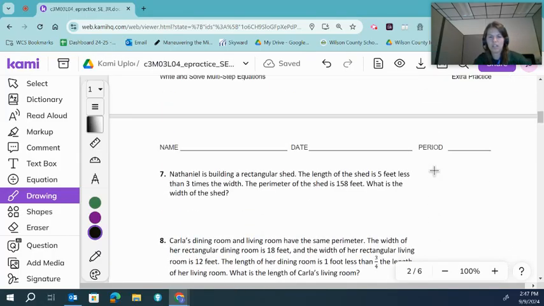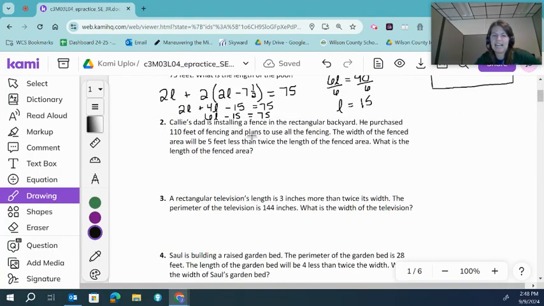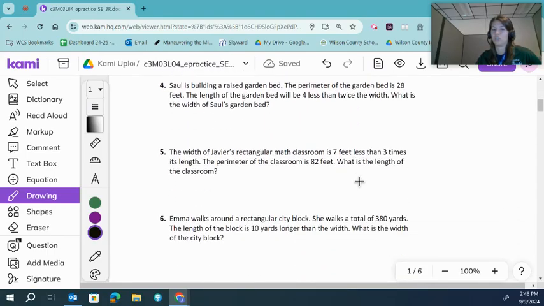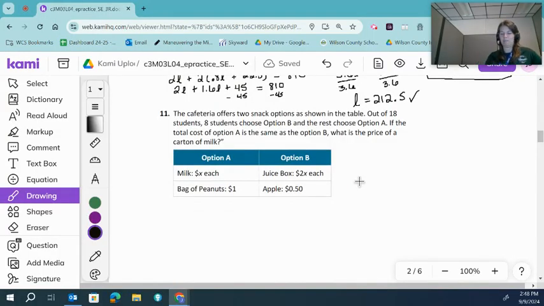Actually, real quick, I want to point out where some of these, it says Callie's dad is installing a fence in the backyard and he purchased 110 feet of fencing and plans to use it all. When he's talking about a fence, that goes around the outside of the perimeter. So it is also looking for perimeter there, even though it doesn't explicitly say perimeter. They expect you to know that a fence goes around the outside of a yard. So keep watch for that type of a problem, okay, where they just assume that you're aware and it doesn't specifically say those things. Okay, but let's look at this different type of problem here.